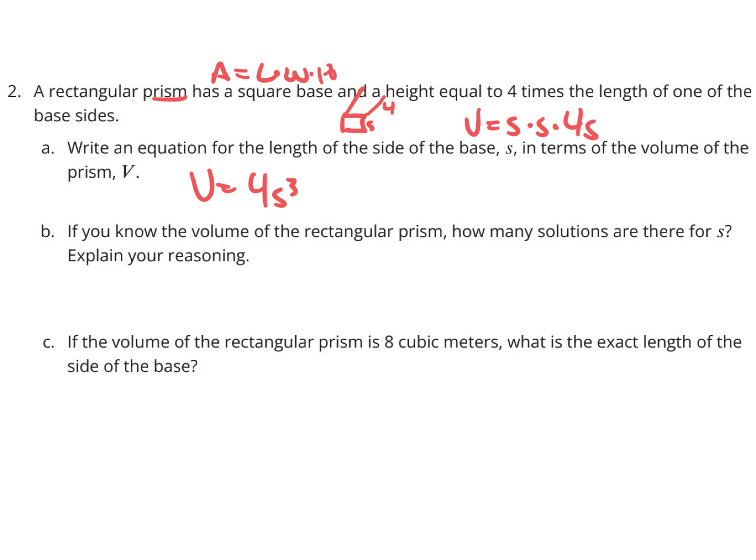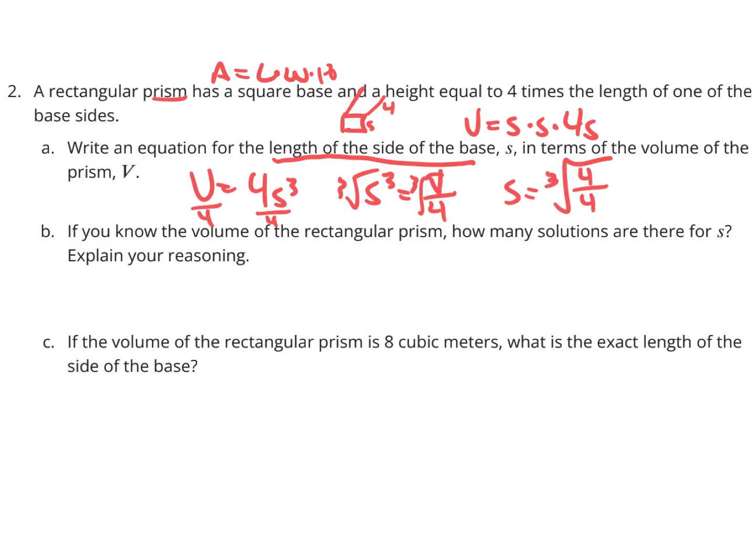Now, write an equation for the length of the side of the base. So now we divide by 4. S cubed equals V over 4. Take the cube root of both sides. And the side length equals the cube root of the volume divided by 4. Oh, why did I write 4 up top? That's supposed to be volume. The volume divided by 4.